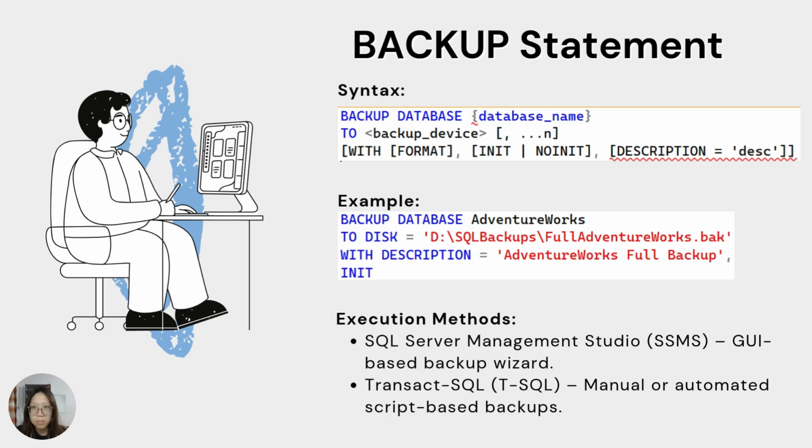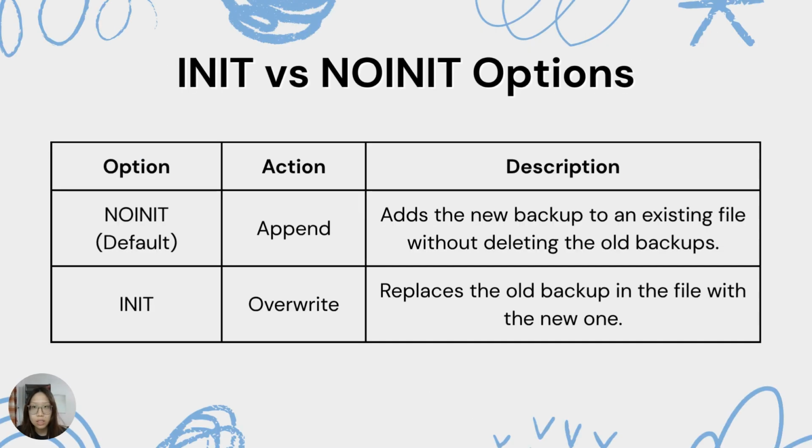The backup statement is the main command used to perform backups. You can run it using SSMS or directly using T-SQL. And the next one is INIT and NOINIT options. NOINIT means append. SQL Server adds the new backup to the existing file, and this is the default. INIT means overwrite. It will replace any existing backup in that file but keep the header information.